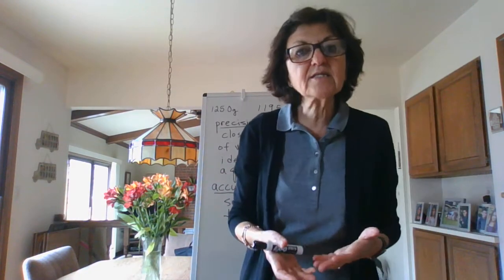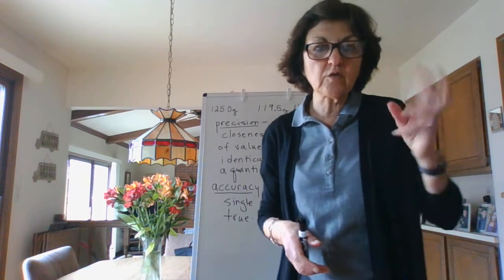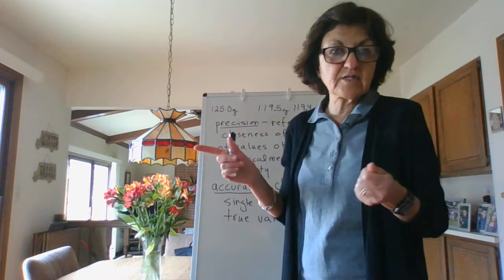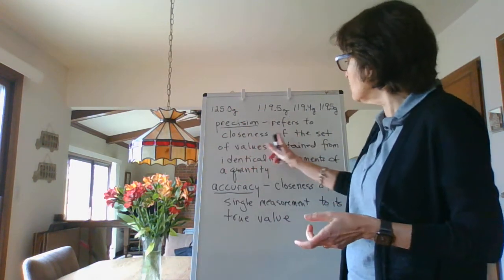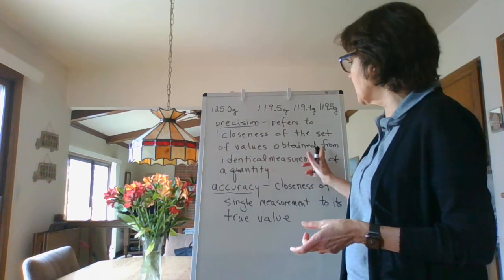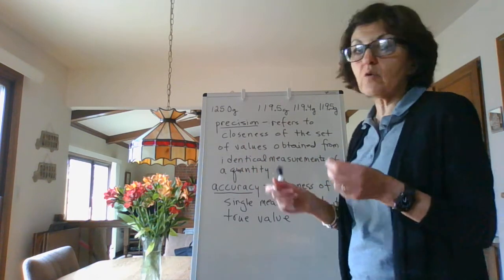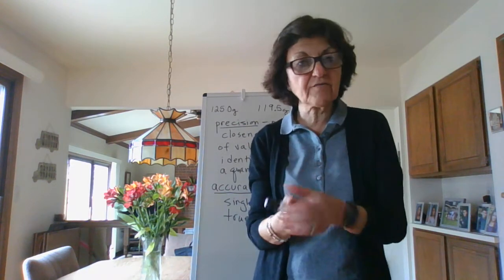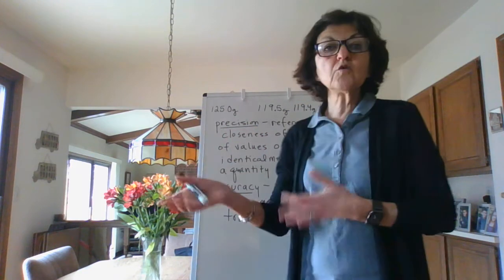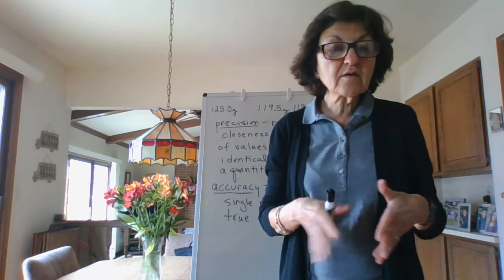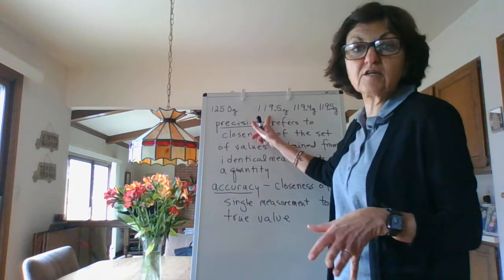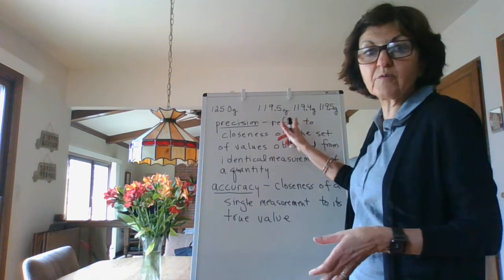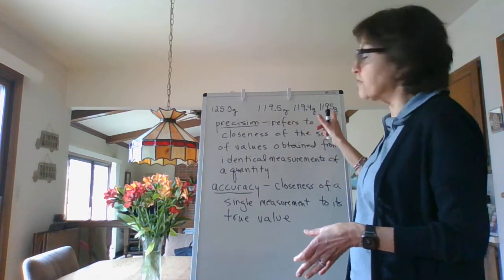When you're measuring things in the lab, there are two words that we use quite often. Are the measurements precise? What is precision? Precision refers to the closeness of the set of values obtained from identical measurements of a quantity. So let's say I gave you a sample and I told you it's 125 grams. And then you weighed it and you got 119.5 grams the first time. And then you weighed it again and it was 119.4. And then you weighed it again and it was 119.5.